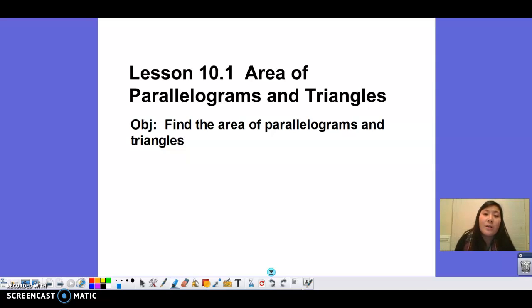Hey guys, so we're moving on to chapter 10 today. We're going to deal with area this chapter, and today we're going to talk about area of parallelograms, triangles, as well as trapezoids, kites, and rhombuses.